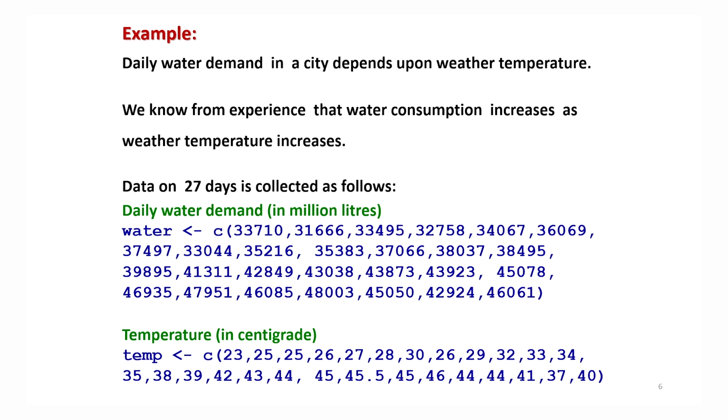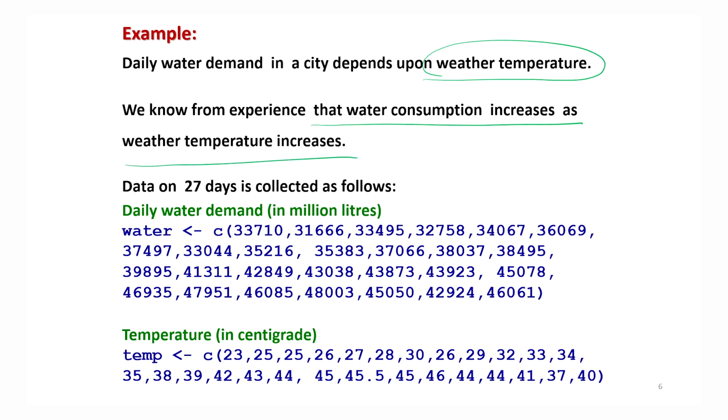So let me try to give you this illustration using a very simple example, and we had considered this data set earlier also in one of the lectures, but now here I will use it in more detail. We know that the demand of water in a city depends upon the weather temperature. We know that during summer when the temperature is high, people use more water in comparison to during winters when the temperature is low. So, from our experience, we know that the water consumption increases as the weather temperature increases.